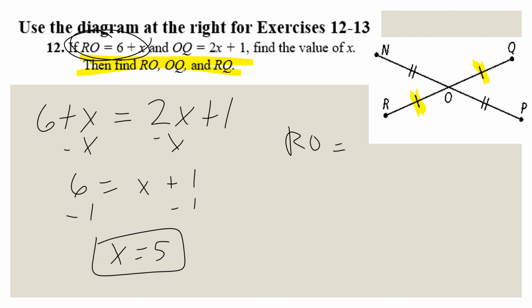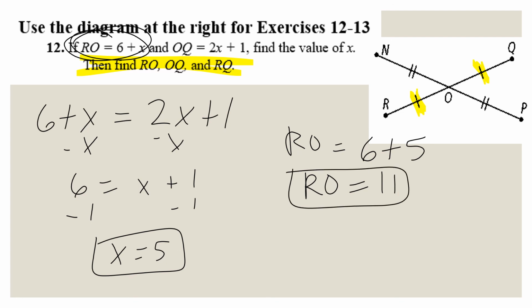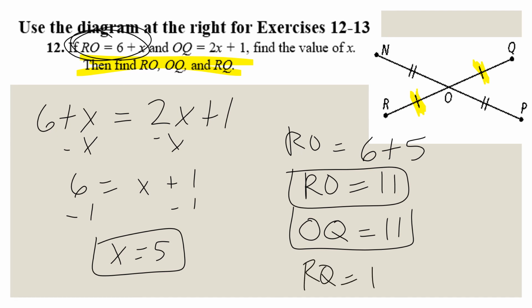So RO, the equation there, is 6 plus x. So we're going to plug in 5 for x. We have 6, and then 5 for x. So the measure of RO is 11. Now you guys know that RO also equals OQ. So OQ is also equal to 11. And then it's asking us to find RQ, so that is the whole entire line segment. So RQ equals 11 plus 11. We're adding both of these together, and we get 22 for our answer for that one.